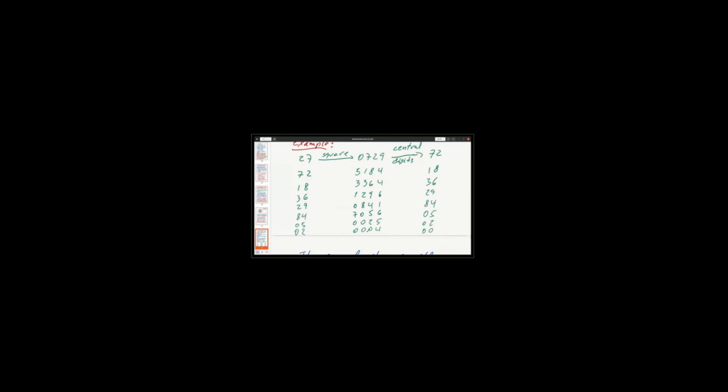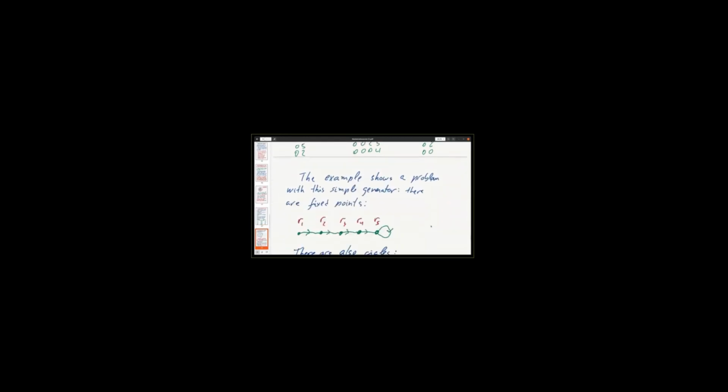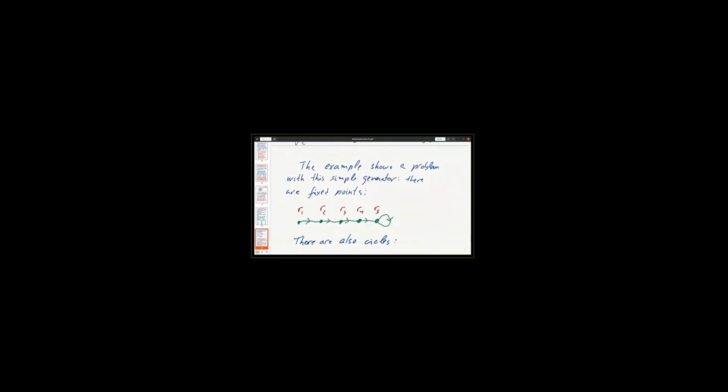The central digit is 0. So my random number is 0. When I go back to the first step, I have to square 0, and 0 squared is 0. So this is a fixed point in the series. And this is illustrated by this diagram.